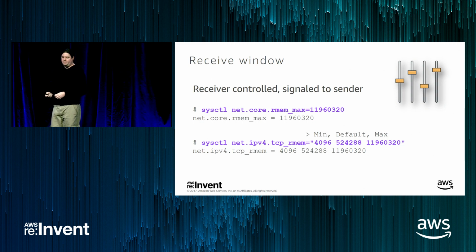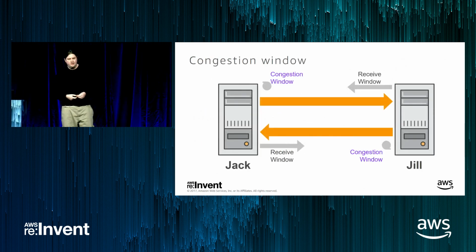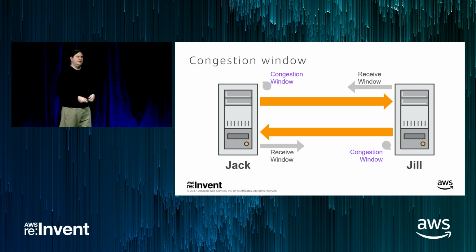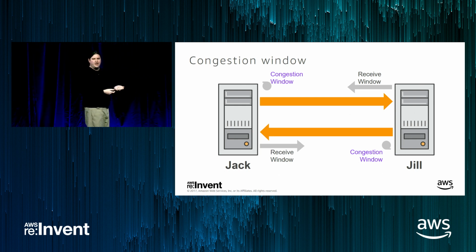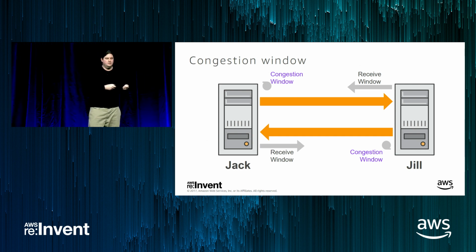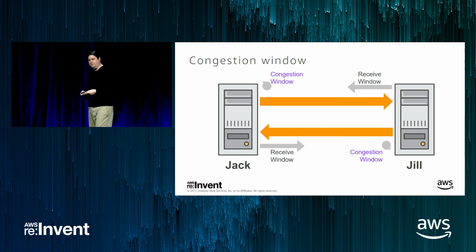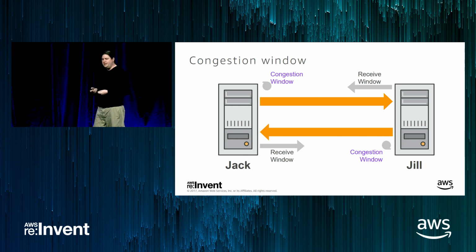OK, let's talk about the congestion window. The congestion window has a little bit of a different role than the receive window. Actually, it's very different. The congestion window is hard. It's maintained by the sender. This is where all the magic happens. And I'm going to talk about a lot more detail of this in a few minutes. But let's ramp into this a little bit more gently. So it's controlled by the sender.